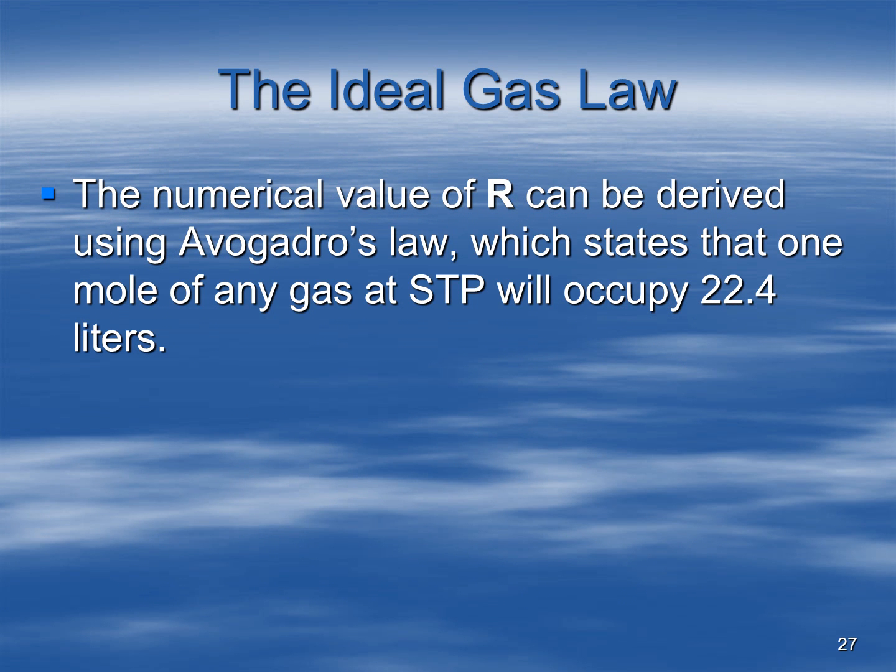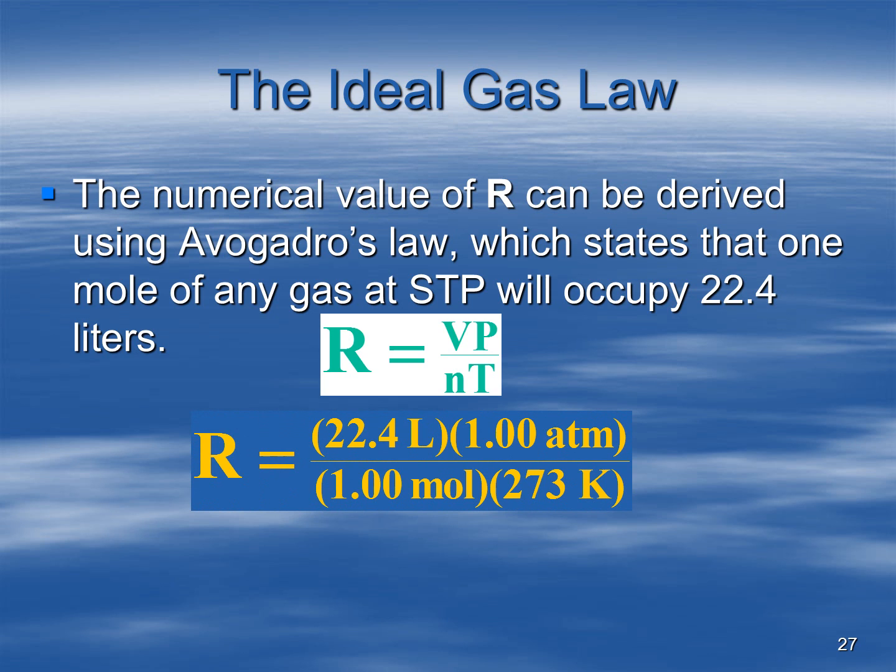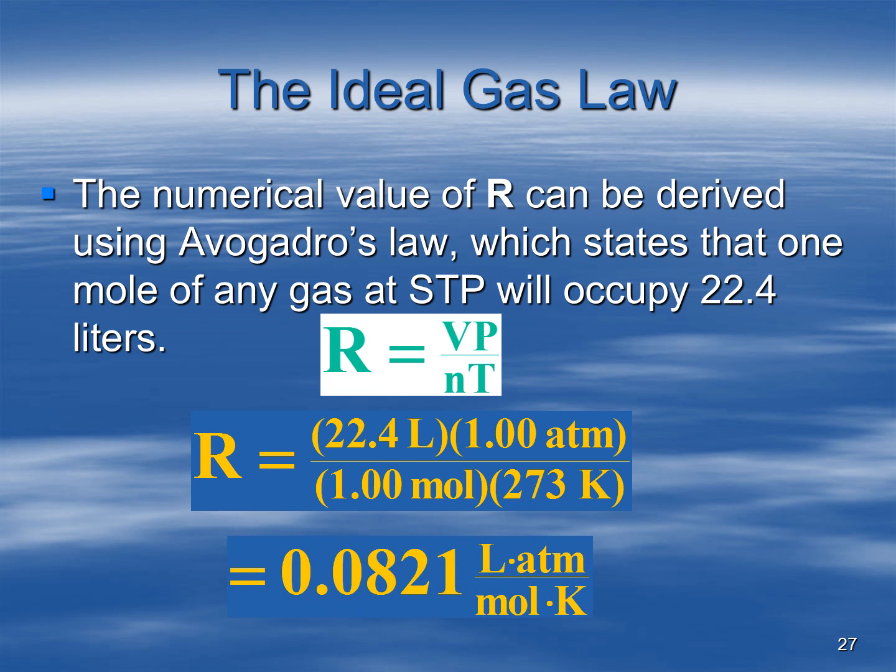If we use standard temperature and pressure, one mole of gas occupies 22.4 liters at 273 Kelvin and 1 atmosphere, so we can find the value of R is 0.0821 liters atmospheres per mole Kelvin. Of course, we use units so that all the units cancel out. This number you should remember: 0.0821 liters atmospheres per mole Kelvin.